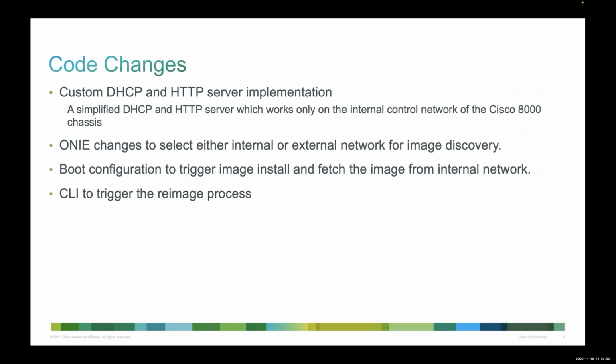In order to implement it, we have a custom DHCP and HTTP server implementation. This custom implementation is tailored so that it only works on the internal network, and there is no intersection or traffic leak to the external network of the system. We had to change ONIE so that it can select either the internal or external network for image discovery. Along with that, there is a boot configuration change and a CLI to trigger the process.